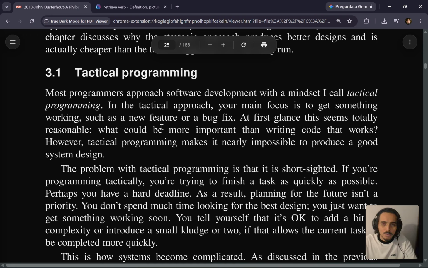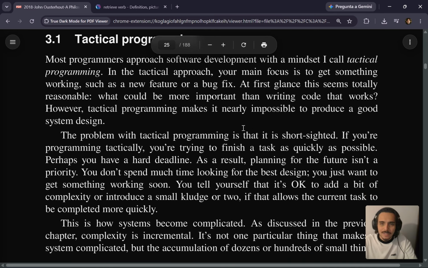Okay, so tactical programming. Most programmers approach software development with a mindset I call tactical programming. In the tactical approach, your main focus is to get something working, such as a new feature or a bug fix. At first glance, this seems totally reasonable. What could be more important than writing code that works? However, tactical programming makes it nearly impossible to produce a good system design. Yeah, because you're thinking in the short run.